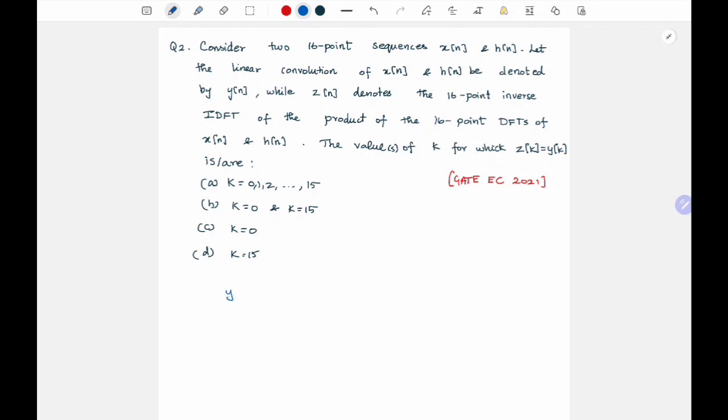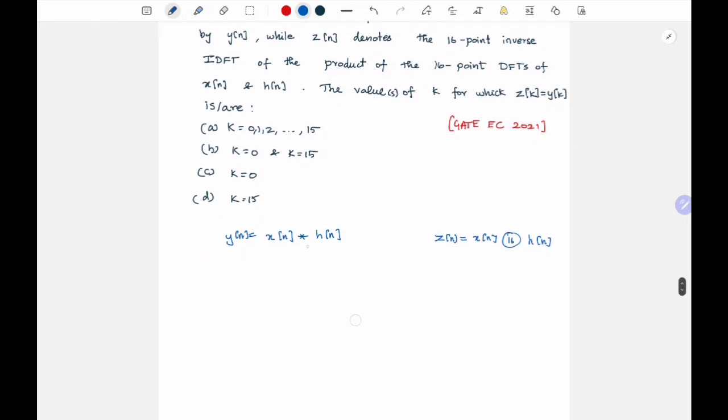So first I have my y of n, which is nothing but my linear convolution of x of n with h of n. And then I have z of n, which is nothing but my 16-point circular convolution of x of n and h of n. So how will I do my linear convolution? I'll take x of some k, which I'll have it like this. So x of 0, x of 1 up to x of 15. So this is my x of k, and then I'll take h of n minus k, and I'll keep shifting.